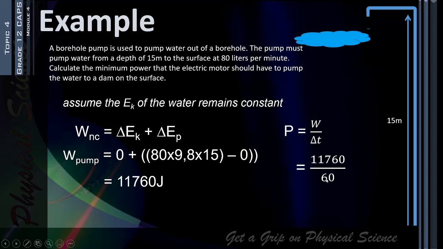The power of the electric motor of this pump is then 11,760 divided by 60. We know that that 11,760 joule was the energy or the work done to lift 80 liters of water per minute. So we divided by 60 seconds to know what the amount of energy, joule energy, per second is. And that gives us 196 watt or 196 joule per second.